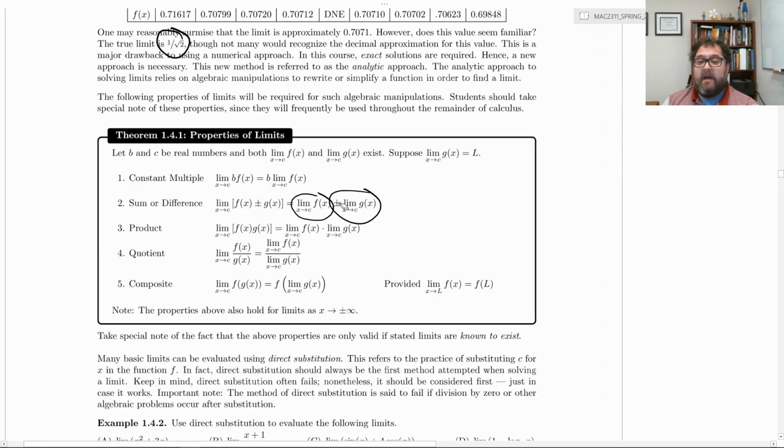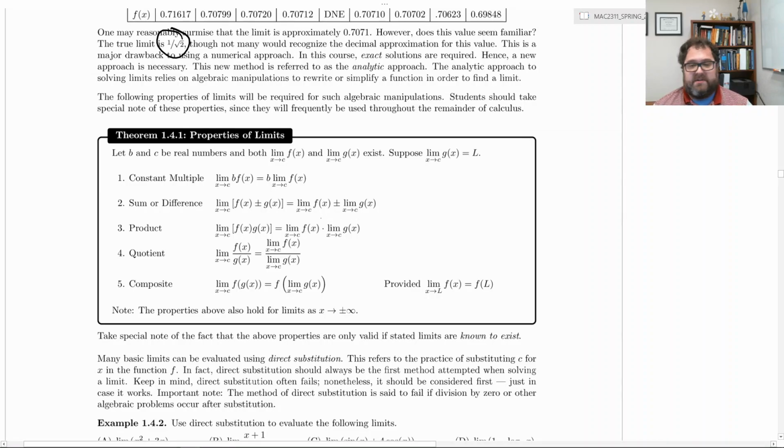Okay? A very similar property for the product rule. The product rule says that if you're taking the limit of the product of two functions, and for some reason it is easier to take the limits individually, then you can do that and then multiply those two individual limits. So you take the limits individually, multiply the results, and that is equivalent to the original statement.